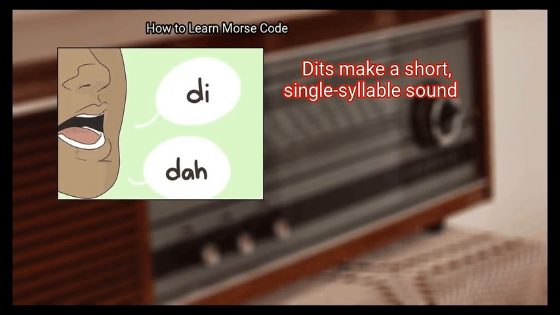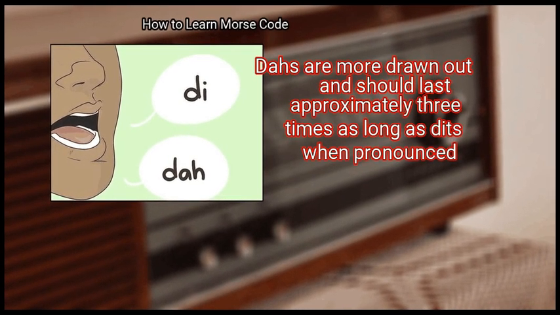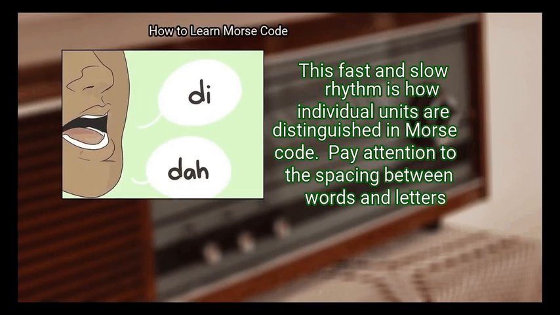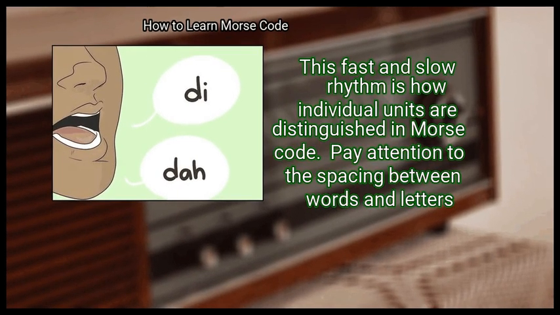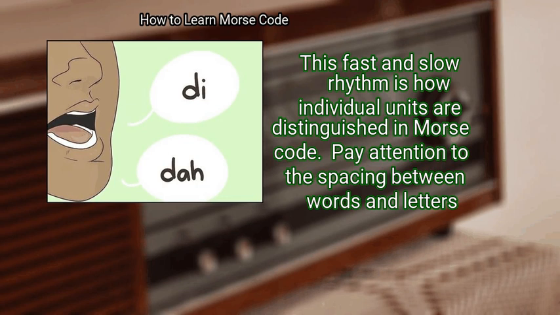Dits make a short, single-syllable sound. Dahs are more drawn out and should last approximately 3 times as long as dits when pronounced. This fast and slow rhythm is how individual units are distinguished in Morse code. Pay attention to the spacing between words and letters.